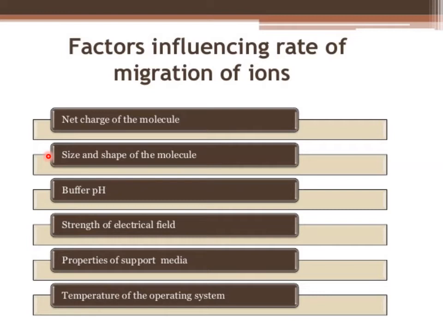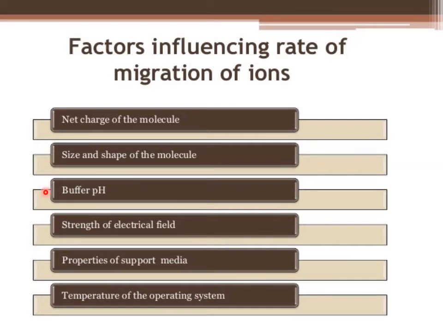The size of the molecules is also important here. Those molecules which have a larger size, their migration rate would be slow because it would be difficult for them to migrate through the pores of the gel. Those molecules which are of smaller size can easily move through the pores of the gel, and hence they will travel greater distance and the migration rate will be more.